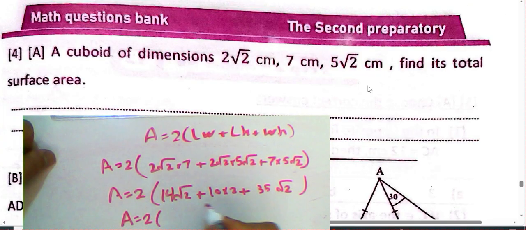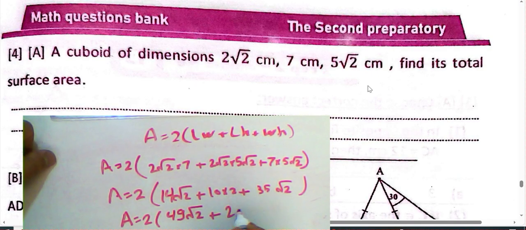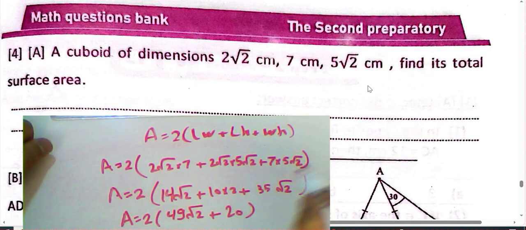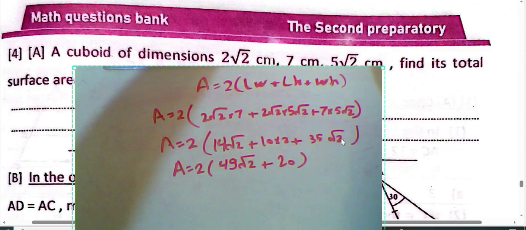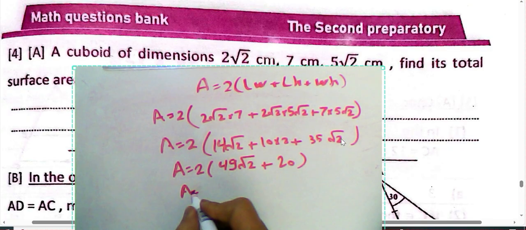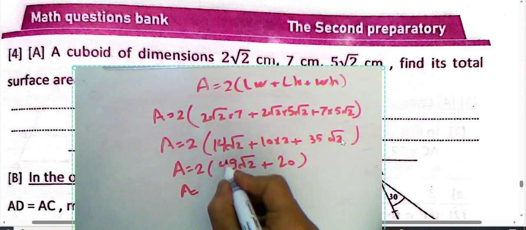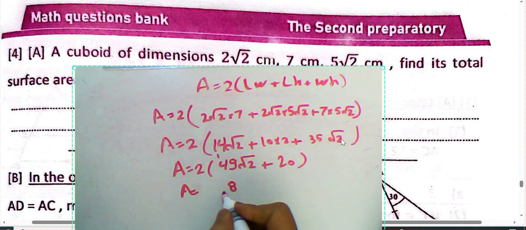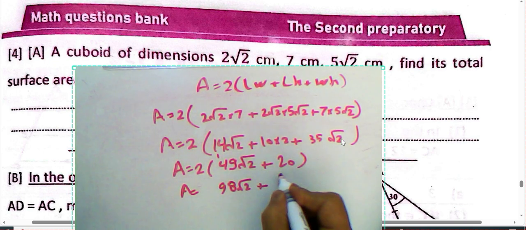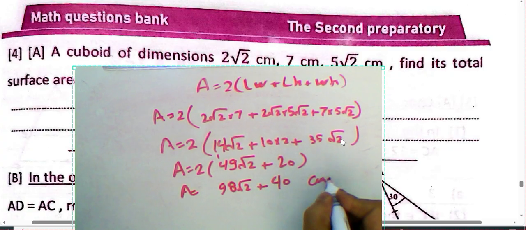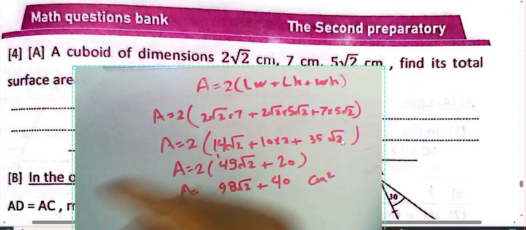Then we can write 20 plus 35, 4 plus 5 is 9, 3 plus 1 is 4, so 49 root 2, and here we have 20. Then the total area we multiply by 2. 2 times 49: 2 times 9 is 18, write 8 and carry 1; 2 times 4 is 8 plus 1, 9. 2 times 20 is 40, and the area will be in square units.